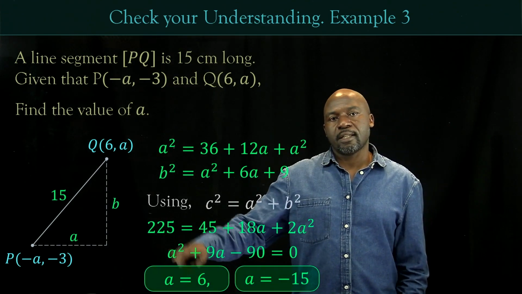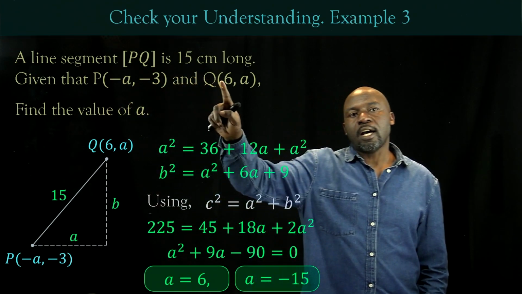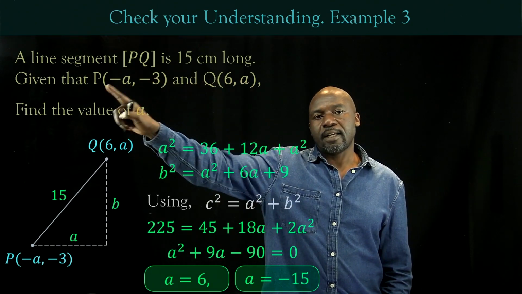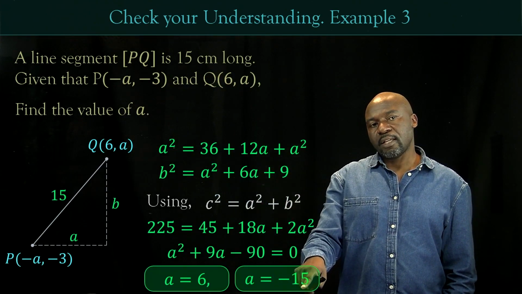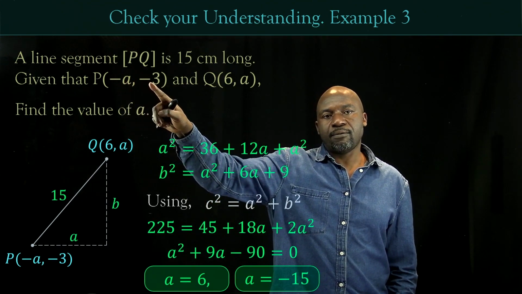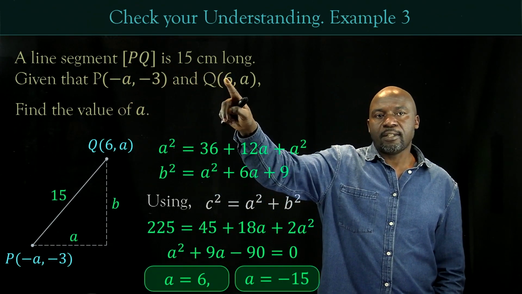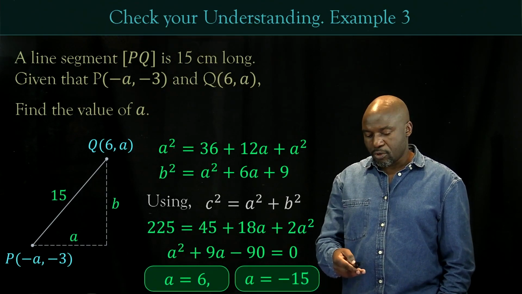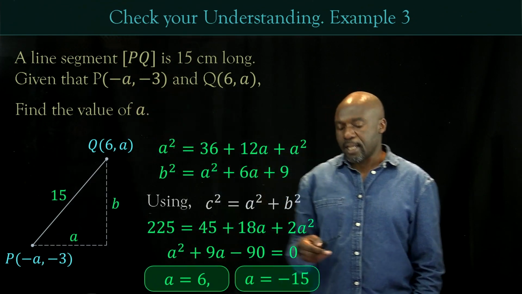So if A is 6, then the coordinates of point P must be -6, -3, and 6, 6. On the other hand, if A is negative 15, then putting negative 15 here, we get 15, -3. So this becomes positive 15, -3, and 6, -15. Those are two potential values of the unknown letter A.